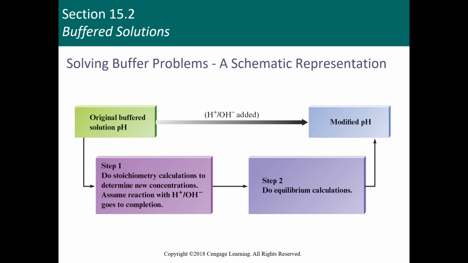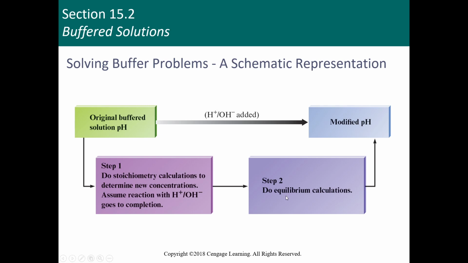All right, so this right here is a graphical example of what I just told you. And so here we have the original buffered solution pH. When we add an H plus or OH minus, that's going to give us our modified pH. So how do you work these problems? Well, you're typically going to do the stoichiometry calculation first. So just literally add H plus, and that will convert the base to acid, right? Or add OH minus, and that will convert some of the acid to base, just like you were seeing in the second part of that previous problem.